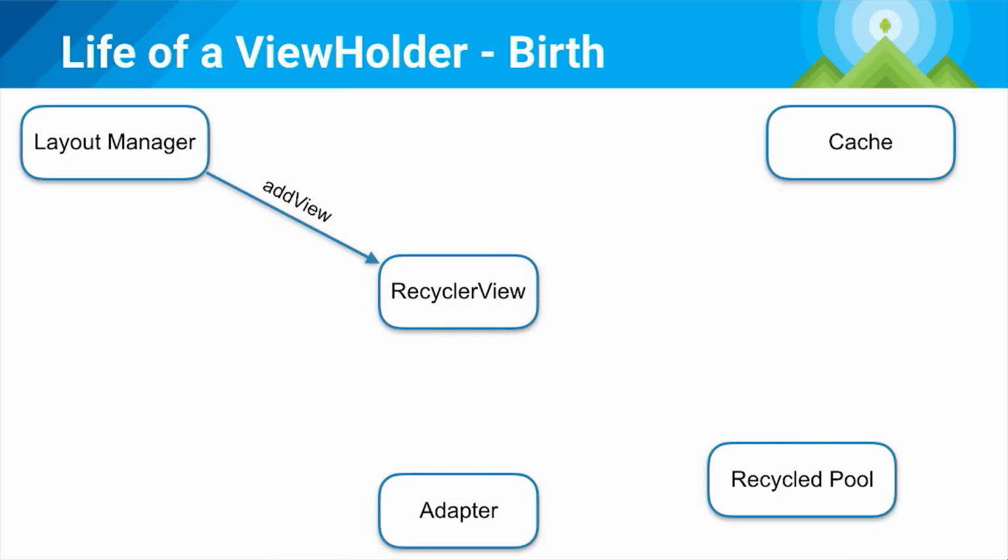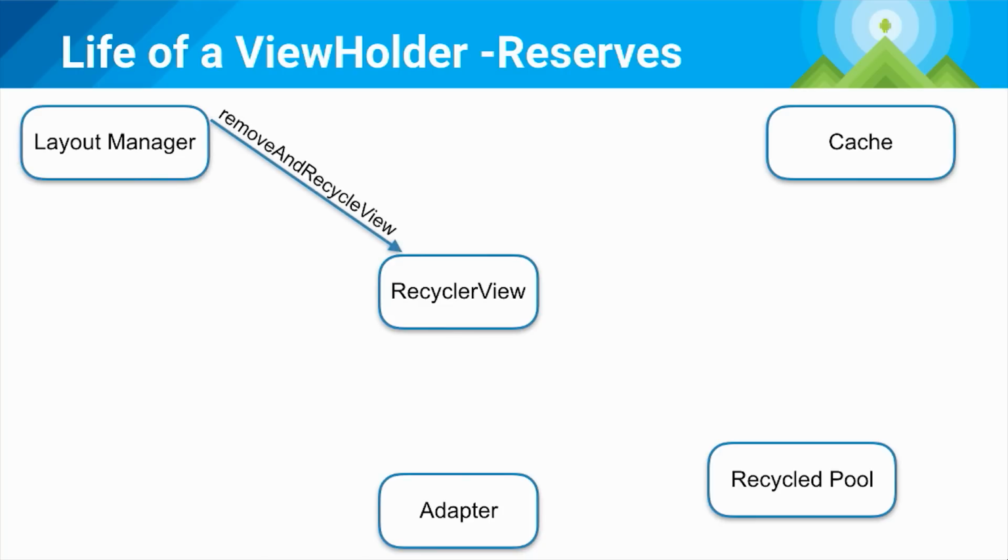And then the layout manager will eventually add that view to the UI. That's when you get this onViewAttachedToWindow callback in your adapter. So if you have anything about lifecycle, that's where you're looking for. So how do we reserve a view holder? It's pretty much like we don't need this anymore, but we might need it in the future.